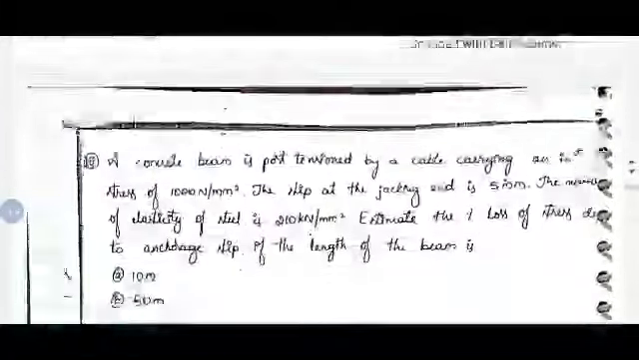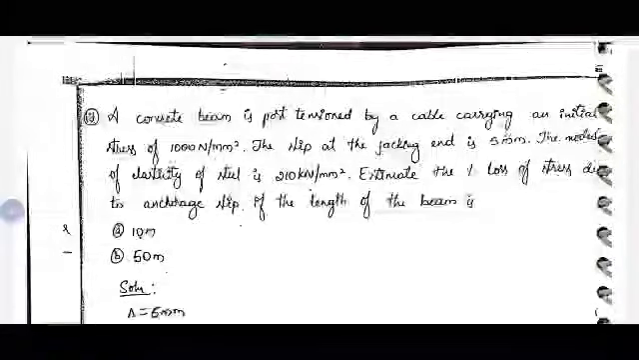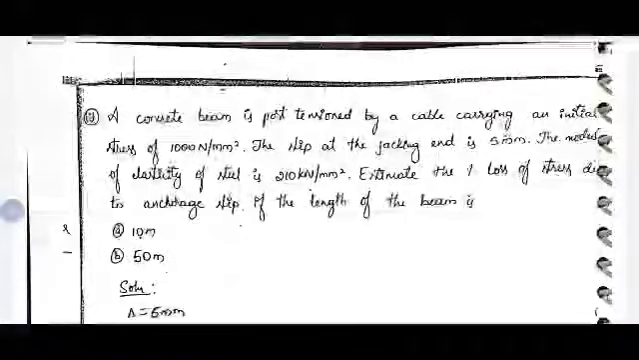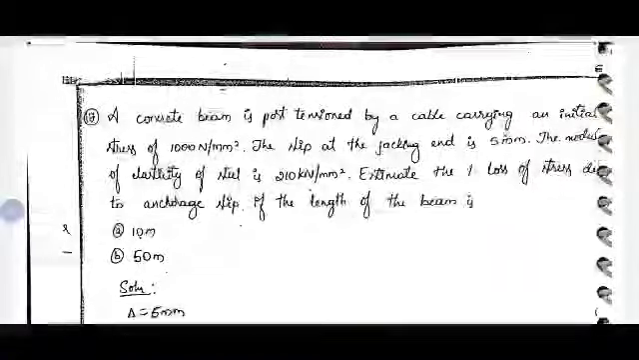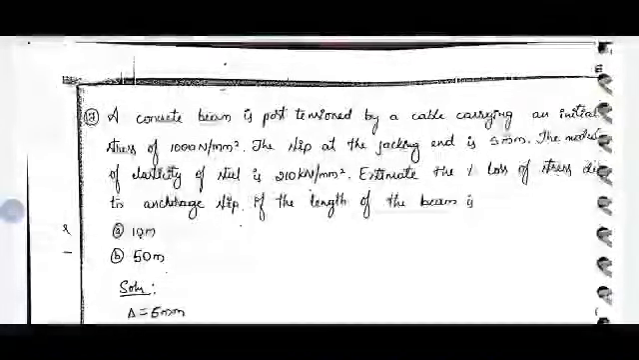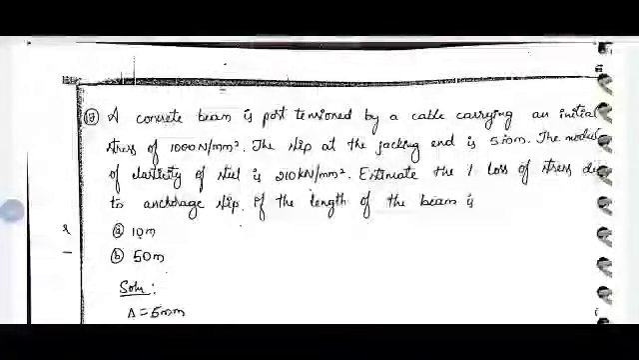Next problem: a concrete beam is post-tensioned by a cable carrying an initial stress of 1000 Newton per mm square. The slip at the jacking end is 5 mm. The modulus of elasticity of steel is 210 kN per mm square. Estimate the percentage loss of stress due to anchorage slip if the length of the beam is 10 meter and if it is 5 meter.